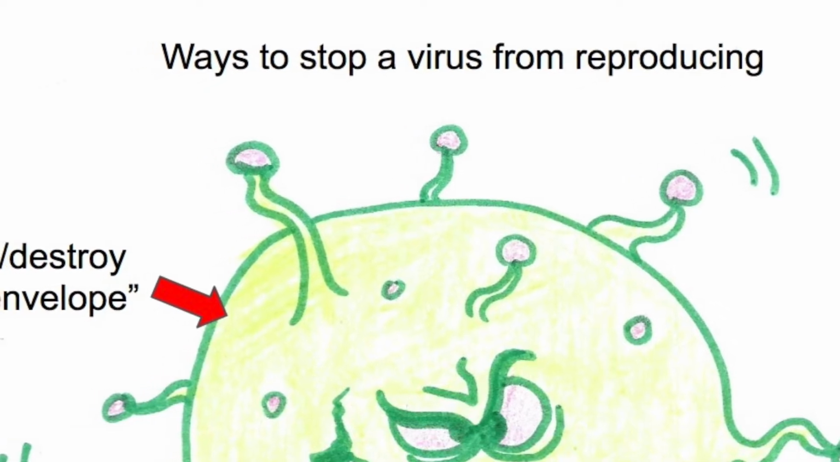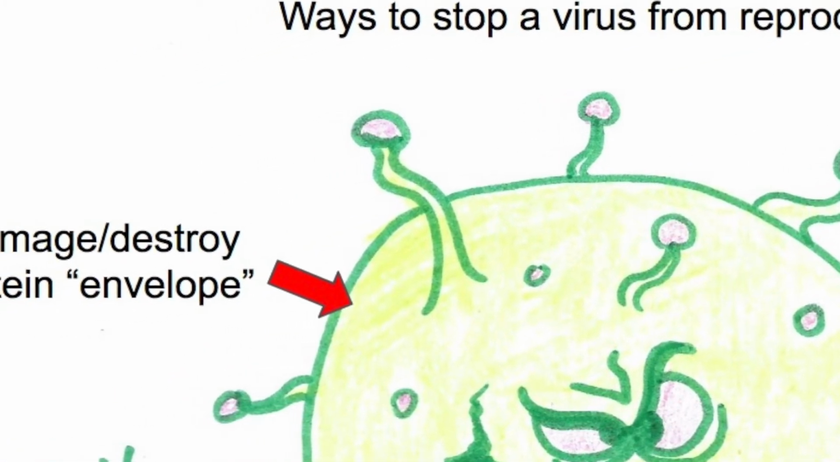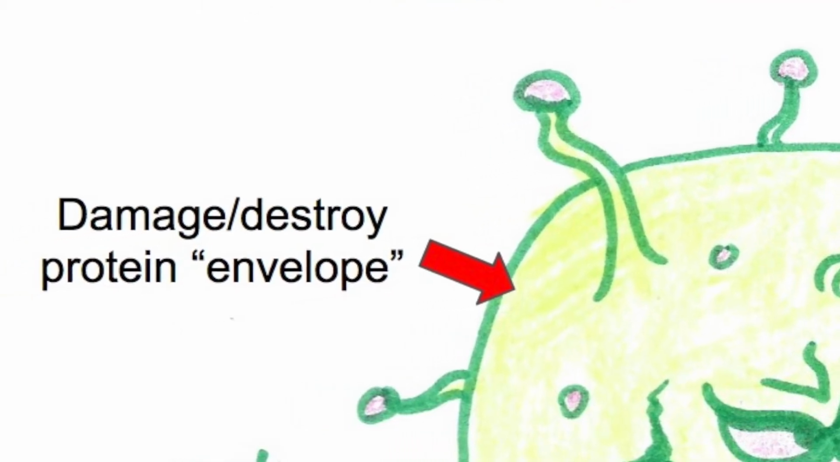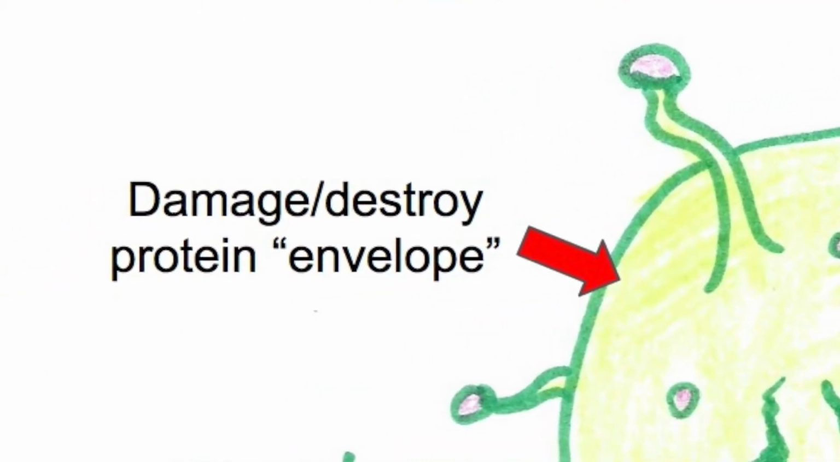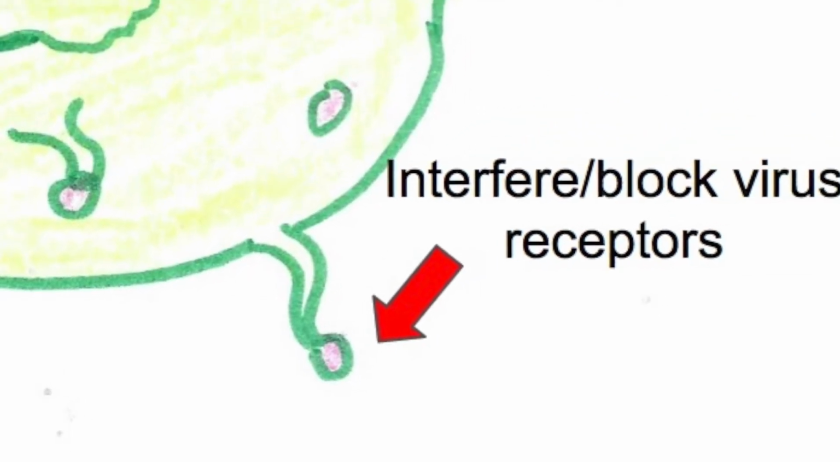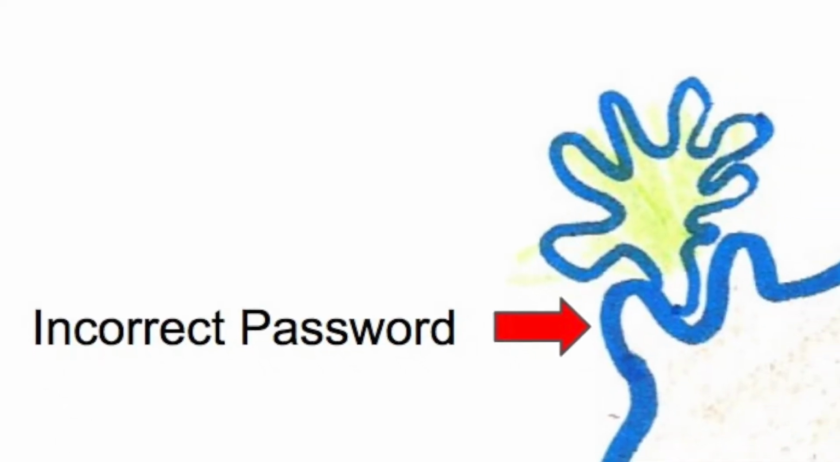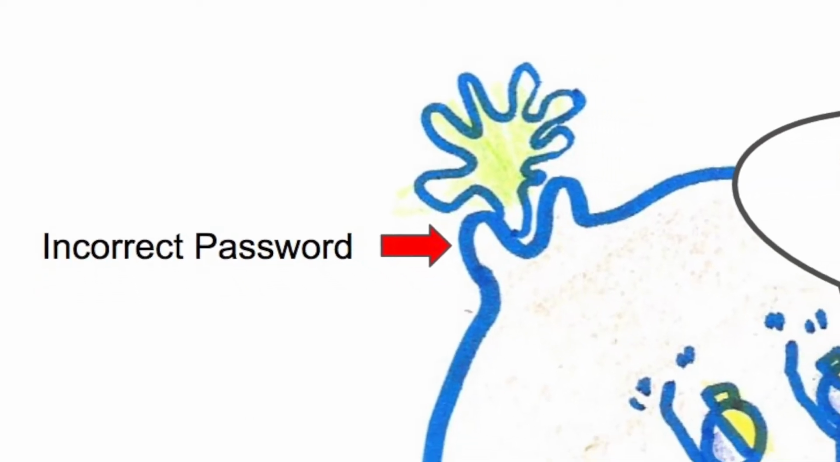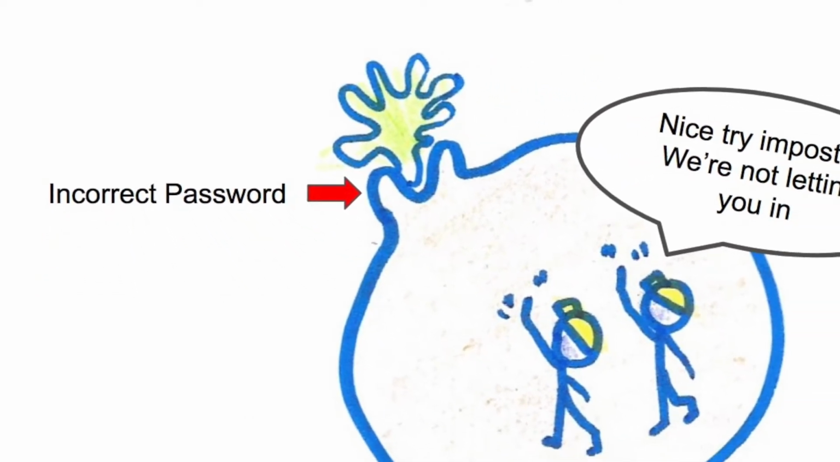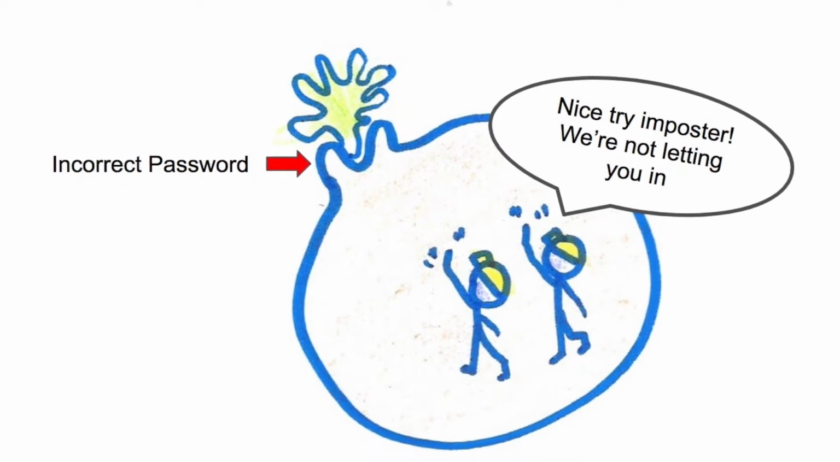This causes a problem when we're trying to kill a virus, because we want to kill and stop that reproduction process without harming our own cells. But there are a couple points where you can inhibit a virus. One is to damage the protein envelope of the virus. If it doesn't have its envelope shell, it can't pass on the message to make more. Or if we can interfere with the receptor binding process, then the virus can't give the correct password, so to speak, to the cells, and it can't pass its RNA instructions into the cell to make more.